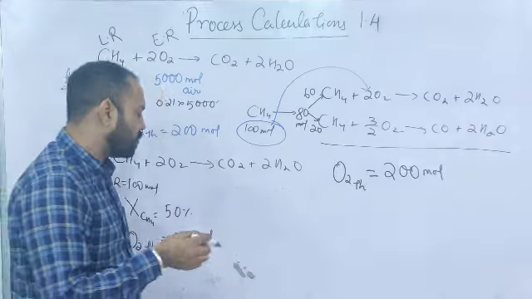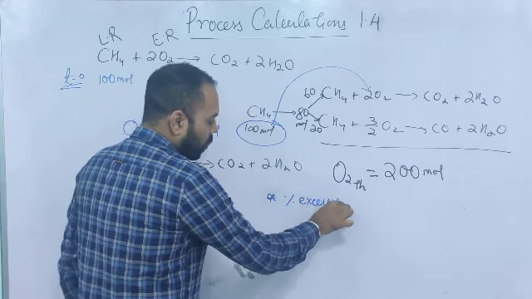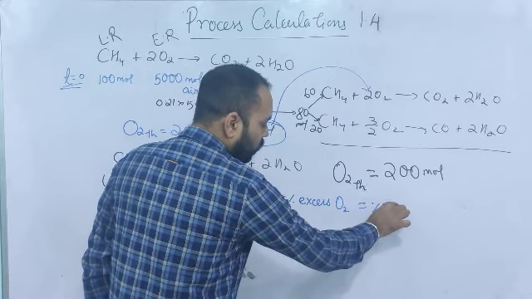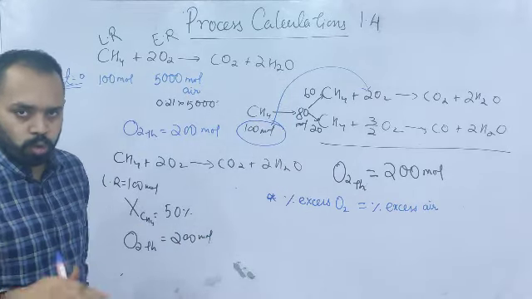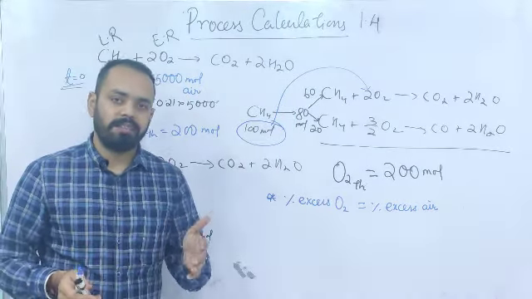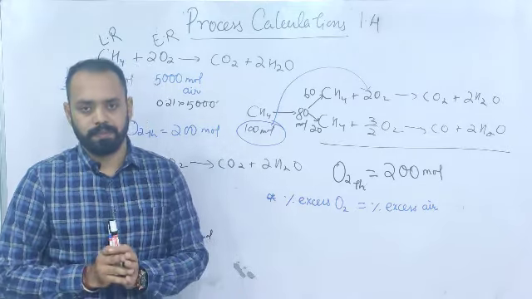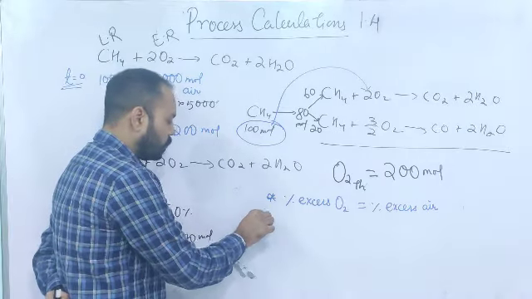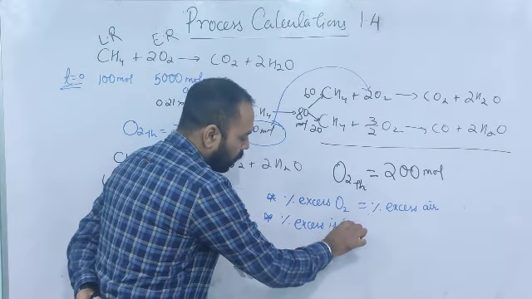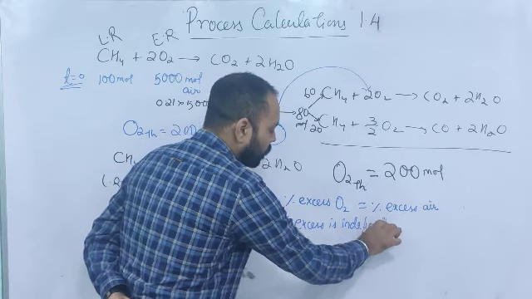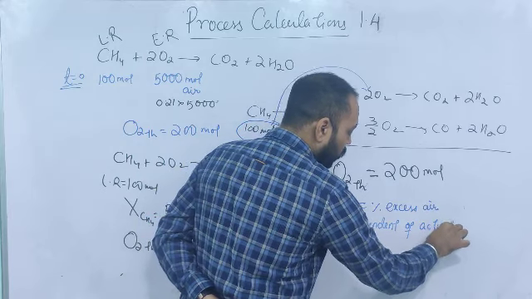Now there are some important points. The first important point is that percent excess oxygen and the value of percent excess air are always the same, because air and oxygen are always found in a proportion. So suppose the question says find percent excess air and you are calculating percent excess oxygen, the value is going to remain the same. Second thing, percent excess is independent of actual conversion.